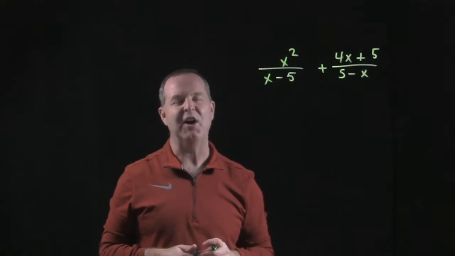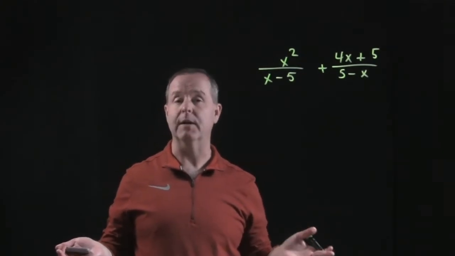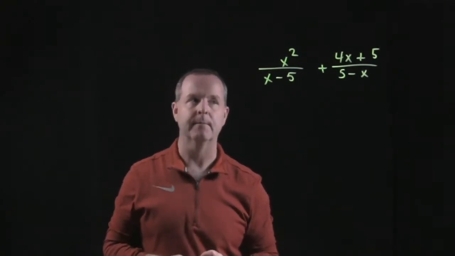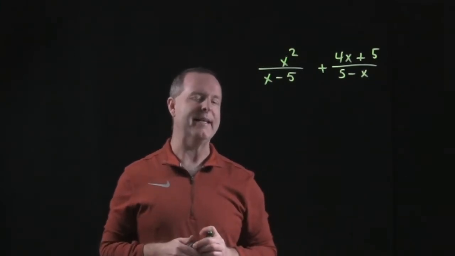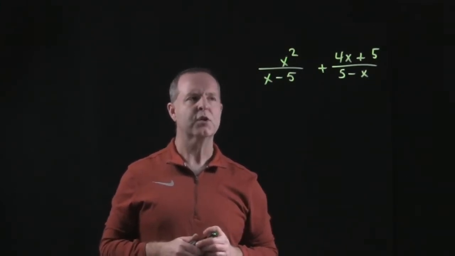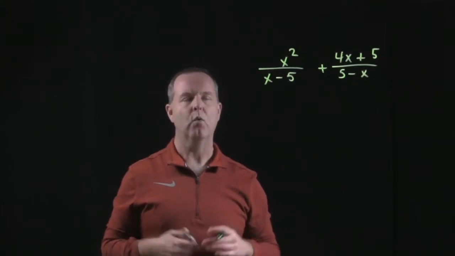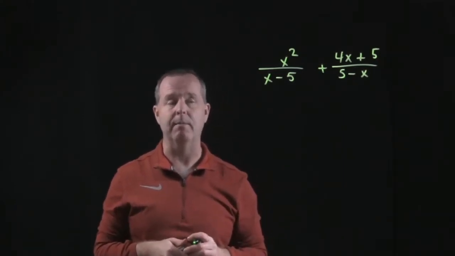In the problem we're looking at now, you can tell that there is no common denominator. However, it looks like it's offset by a -1. So what do we do in this case? What can we do to continue with this problem?